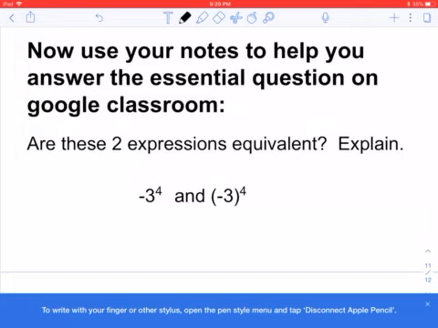Okay, that's it. The first assignment you have is to use your notes to help you answer the essential question on Google Classroom. And here's that essential question once again. Are these two expressions equivalent? Explain. So if you could enter that, a couple sentences with some examples, with the examples worked out, that would be great. And just type that right into Google Classroom. You don't need to do it separately.